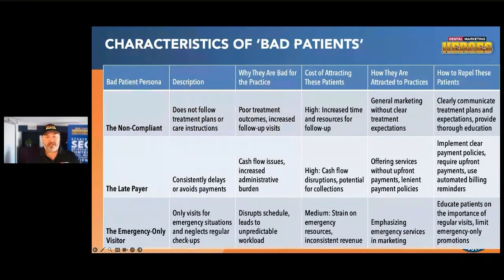How are you potentially attracting these types of people? You're offering services without upfront payments. You're lenient on payment policies. Maybe you're not clear on payment policies. How you repel these is you implement clear payment policies. You communicate these really well upfront when somebody first comes to your practice, and you reinforce these at each visit. You require upfront payments for a new patient. You use automated billing reminders. You can also use payment plans if you have a payment vendor in-house or in place as well. That's an option where they can spread their payments out.